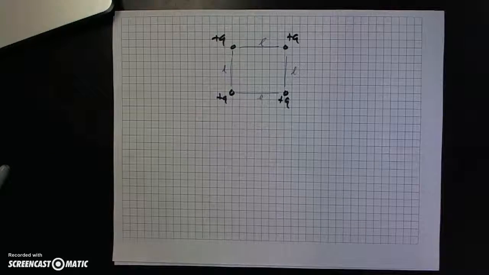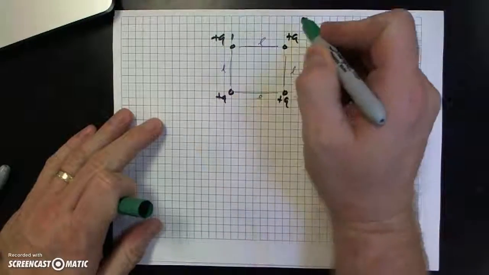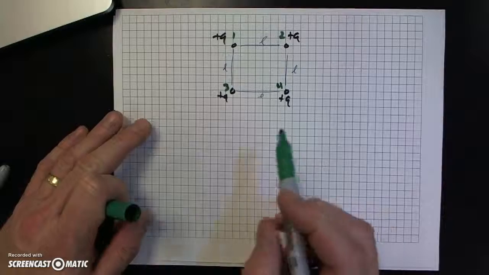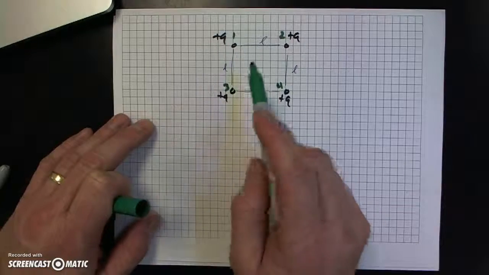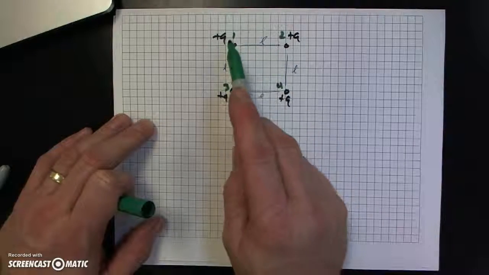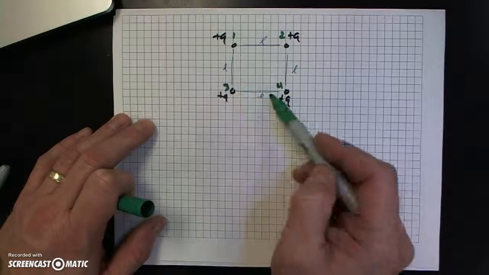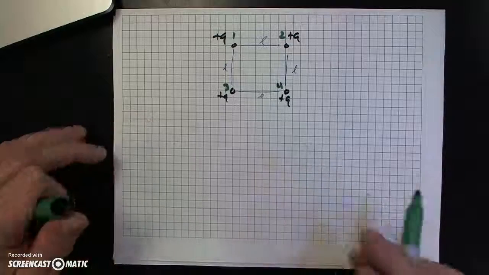So I'm going to number them just so we can keep track of them. So this is 1, 2, 3, 4. And so basically what I'm going to have to do is add up the amount of energy it's going to take to assemble 1 and 2 together, and 1 and 3, 1 and 4, and 3 and 4, and 2 and 4. So we'll make a quick list of that.